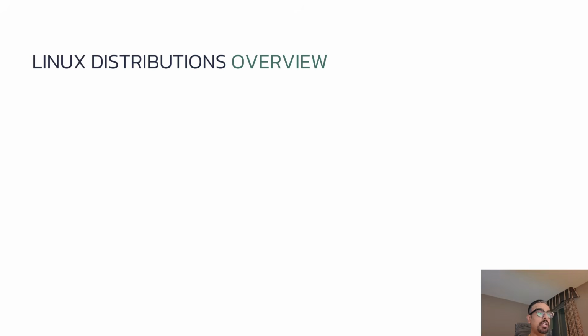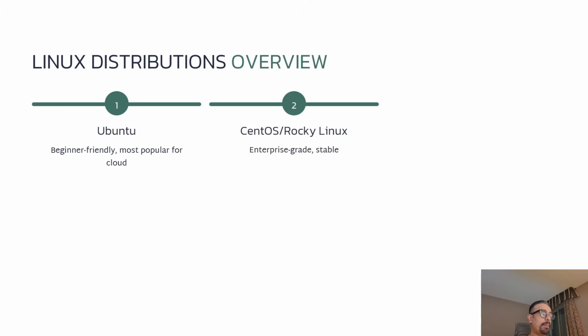Now let's talk about Linux distributions, also called Linux distros. A Linux distribution is basically a version of Linux that comes with tools, software, and a package manager. Just like Windows has different versions, Linux also has many distributions. Ubuntu is the most beginner-friendly Linux distribution. It is very popular in cloud environments and widely used on AWS, Azure, and GCP. Many beginners start their Linux journey with Ubuntu.